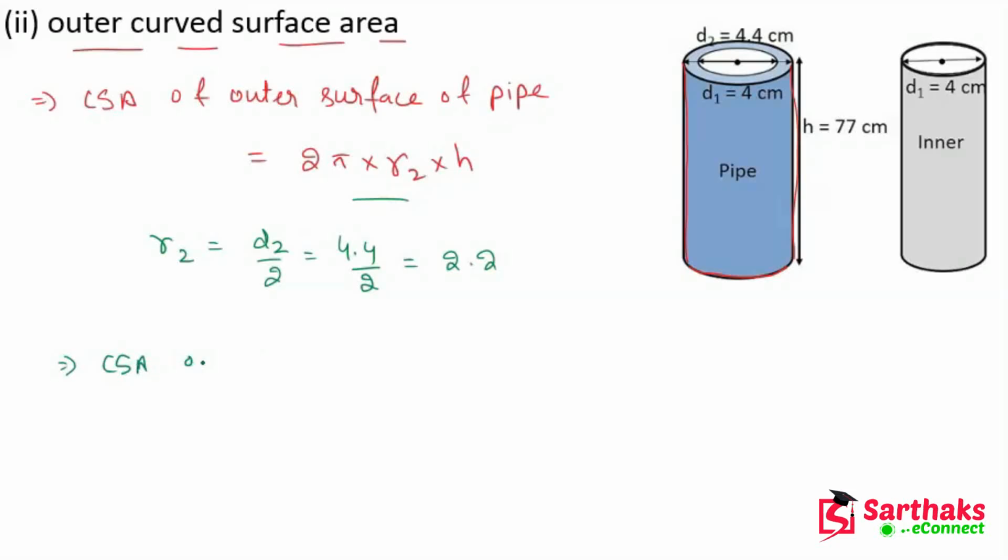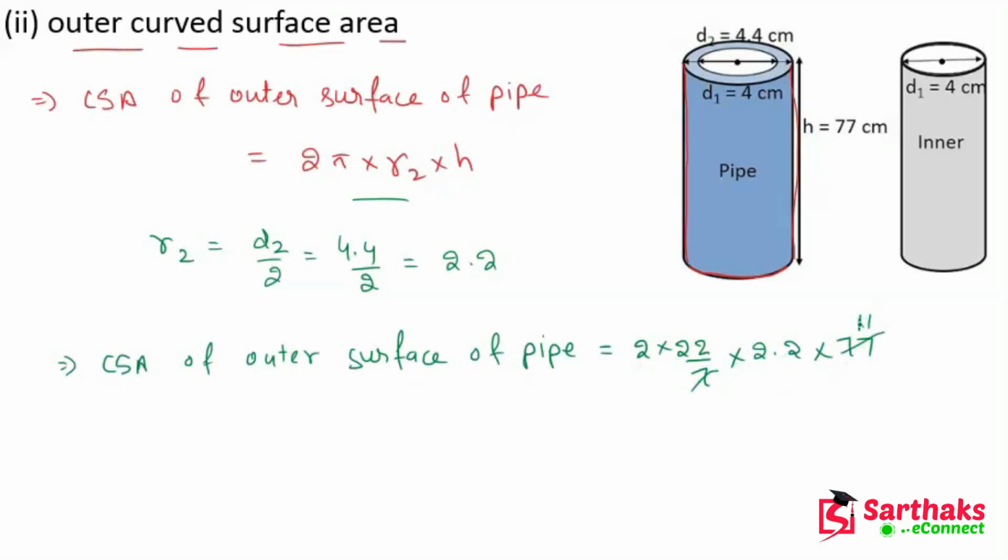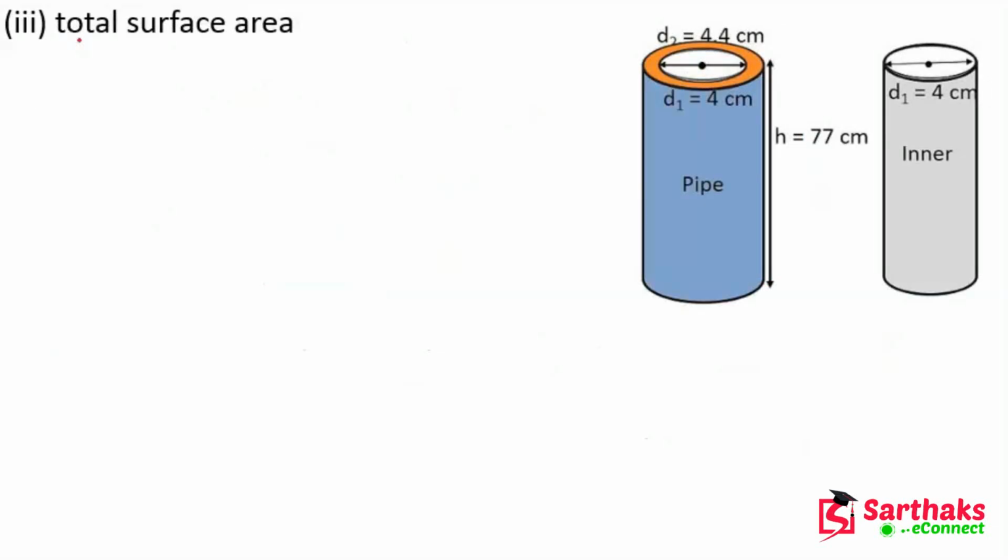So CSA of outer surface of pipe equals 2 into 22 upon 7 into 2.2 into 77. This will be cancelled by 11 times. After solving this, we get 1064.8 centimeter square. So this is the CSA of outer surface of pipe. Got it? Yes.